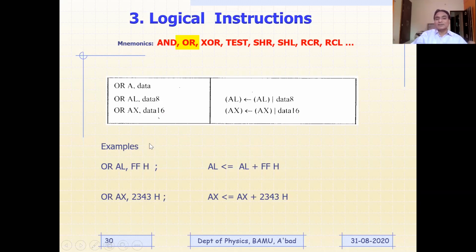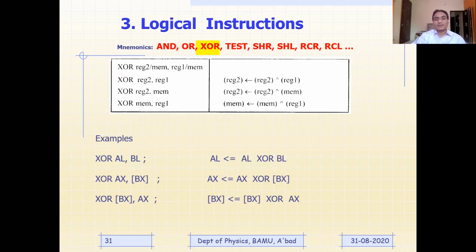अब देखिए जैसे कि हमने AND केस जैसा लिया था, सेम एग्जांपल, like OR AL, FF, इसका मतलब ये FF डेटा है, कंटेंट ऑफ AL के साथ और वो लॉजिकल ORing होगी, result will be updated in AL, and same thing is true with the another. Here you can see the destination is 16-bit register, and as a result of that we have to consider 16-bit data. So any 16-bit data, it need not be 1 2 3 4, it can be anything, anything right from 0000 to FFFF. Okay, so this 2343 is going to be logically ORed with AX, and result will be updated in AX.